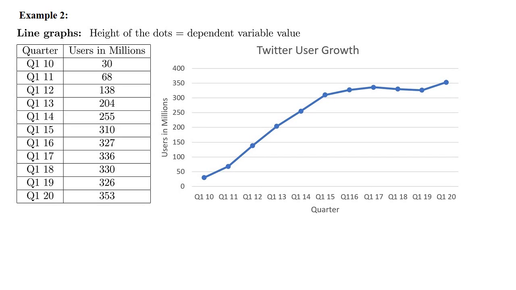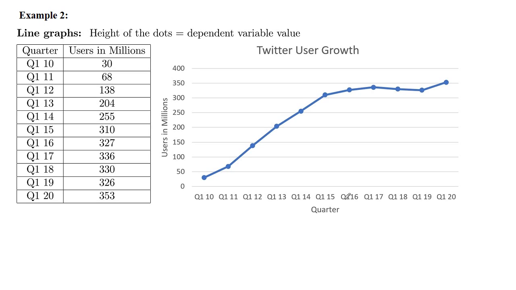In example 2 here, we turn our attention to line graphs, and that is where the height of the dots are equal to the value of the dependent variable. So here we're looking at the quarter versus the number of users in millions of the Twitter social media platform. So I've already prepared this graph for you.